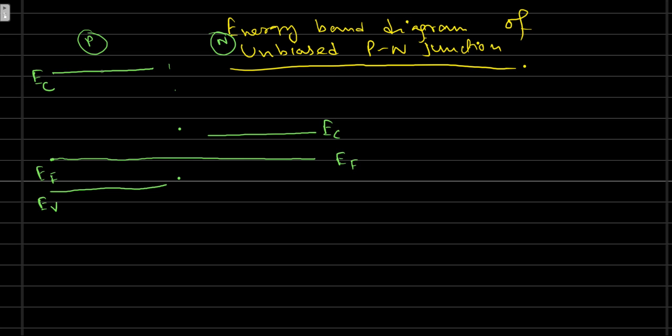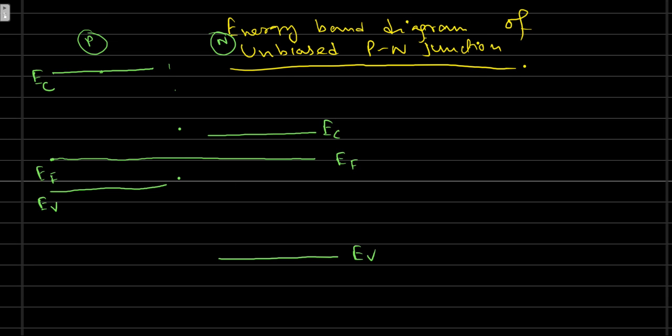So their band gap, the distance between EC and EV, is the same. You have to maintain the same distance between EC and EV. The p side is silicon, the n side is also silicon, for example. So the band gap of silicon is the same. By applying doping, you cannot change the band gap value. So this is the situation for the n side, because the Fermi level is near the conduction band.